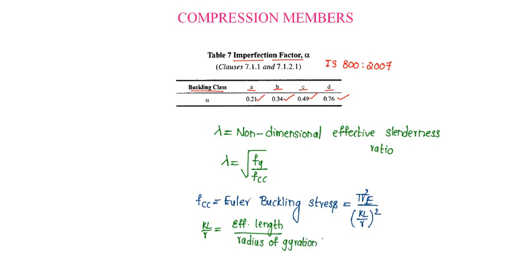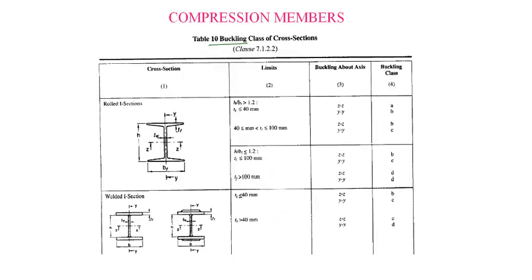and this buckling classification is given in table 10 of IS 800 2007, which depends on cross section area of the member and buckling axis. So for rolled I sections, the limits are given, that is h by bf greater than 1.2. Then if thickness of flange is less than or equal to 40 mm, then buckling about ZZ axis, it is class A, about YY axis, it is class B.